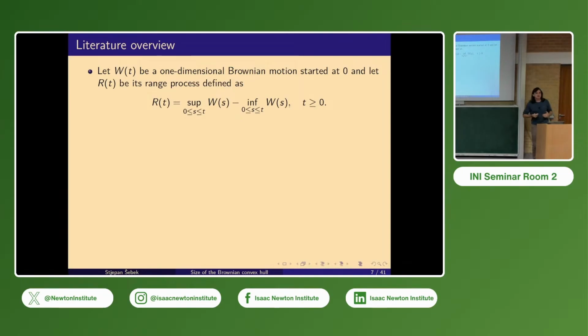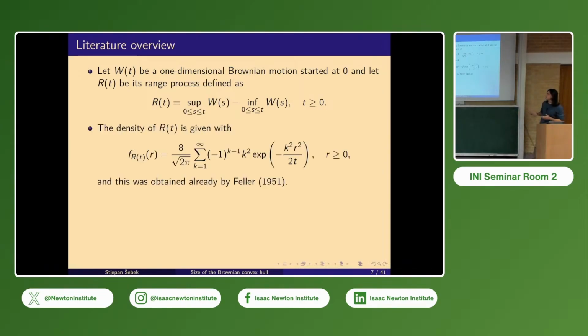So let's introduce it. This is what's usually referred to in the literature as the range of Brownian motion. If we take a one-dimensional Brownian motion started at 0, then with R of t we usually denote the difference between the running supremum and running infimum, and it's called the range of Brownian motion. This has been studied since a long time ago, and a lot is known about it. Even the exact form of the density function of the range of Brownian motion was computed already in 1951 by Feller. And he additionally established some results about the moments of this range.